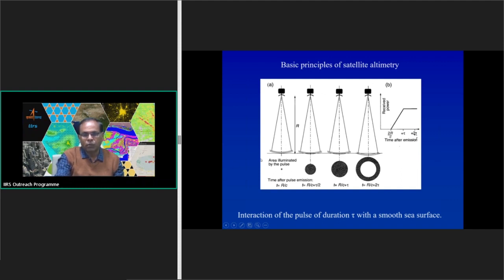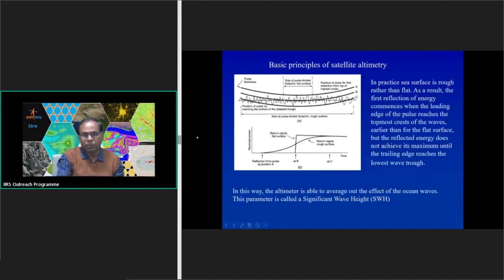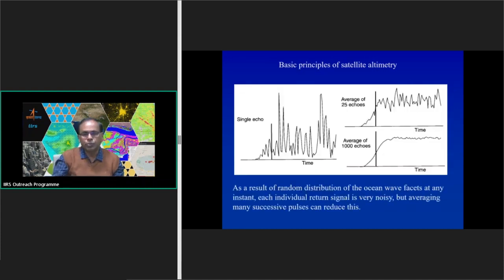For a flat sea surface, you will get a flat backscattering, and if you find the sea surface is rough, then the shape also will change, and you will get a sloping waveform. So this information later on will be used to find out the significant wave height. If you can relate the slope of the leading edge to the significant wave height, you will get the information about the sea state.